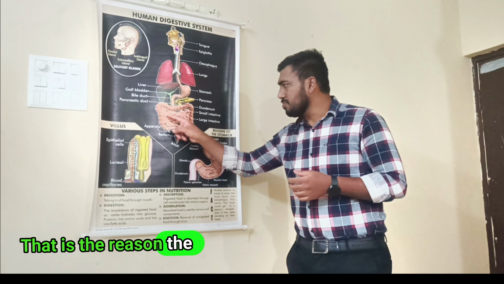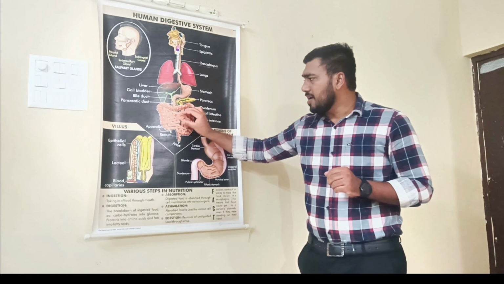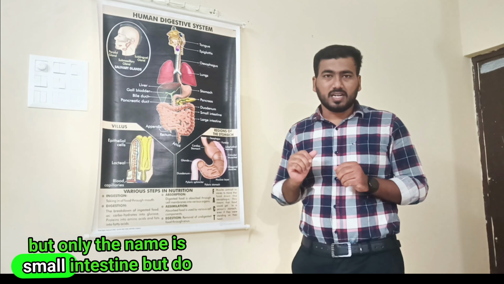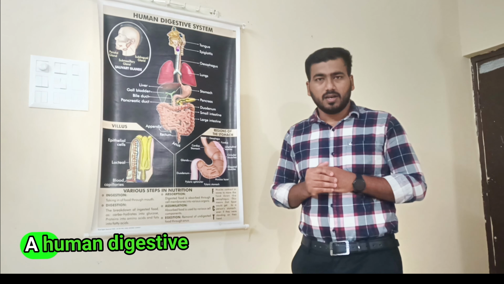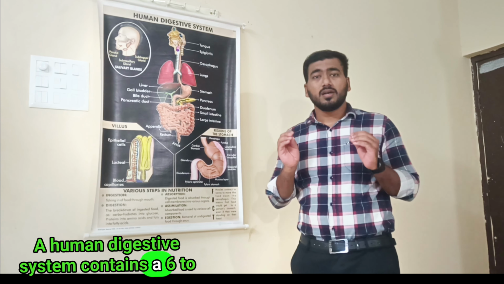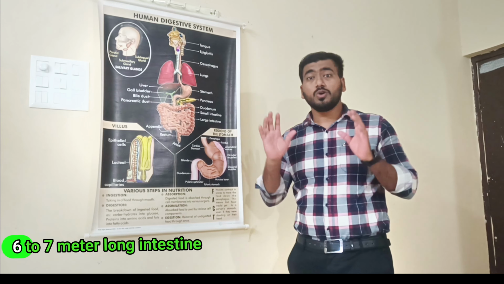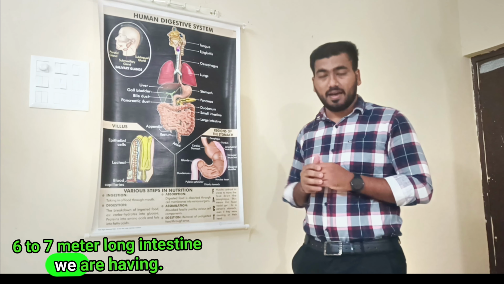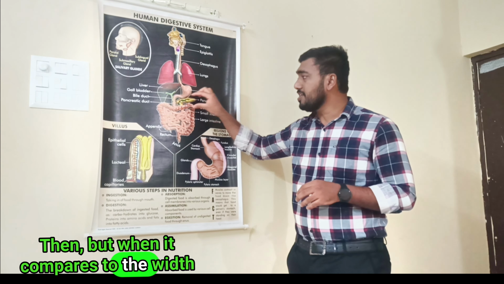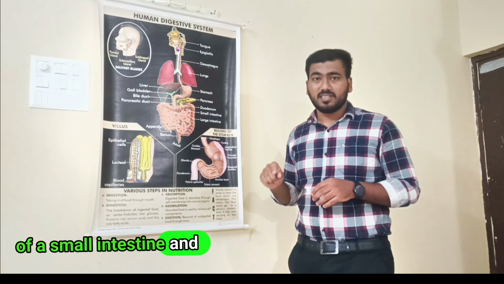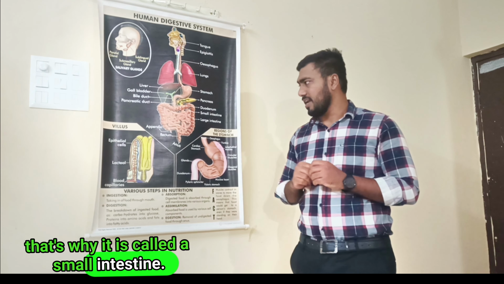That's the reason the small intestine is called the complete site of digestion. But only the name is small intestine. Do you know how long the small intestine is? A human digestive system contains a 6 to 7 meter long small intestine. Compared to the width of the large intestine, the small intestine is smaller in width. That's why it is called the small intestine.